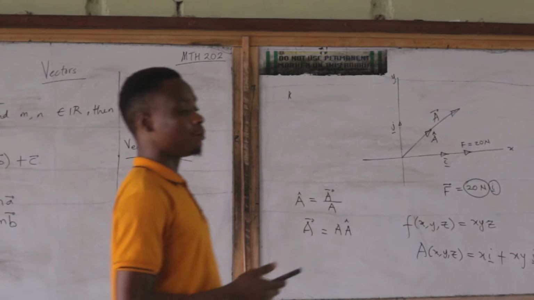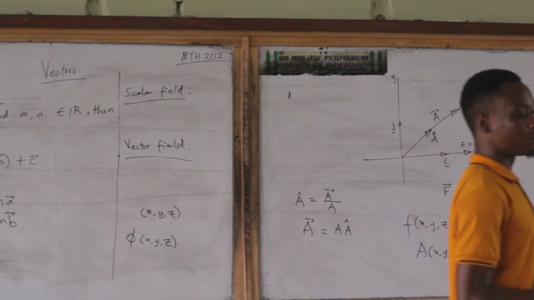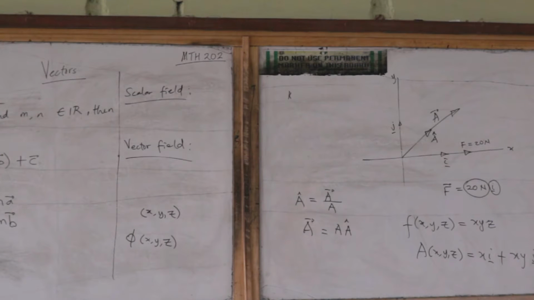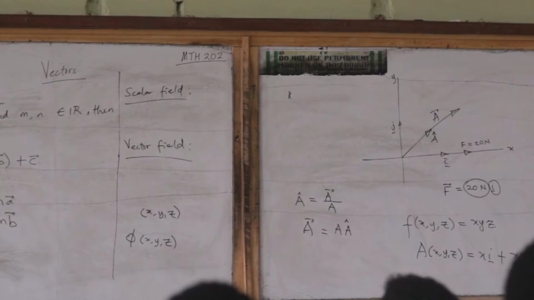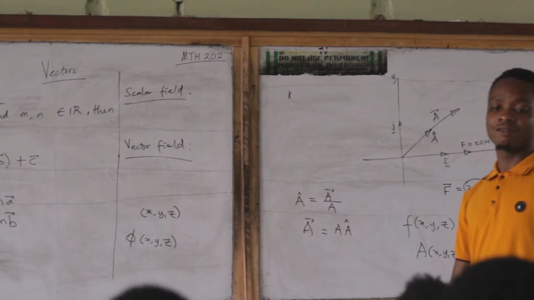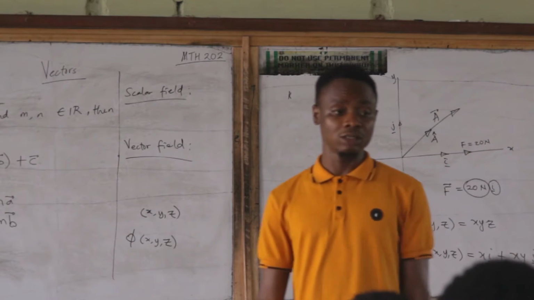Why? Because the temperature also varies with position. At different positions, we have different temperatures. Does that make sense to you as well? And that temperature is a scalar quantity. So if you define temperature by position, definitely you are going to have a scalar field. Do you understand what I'm saying? Okay, so that's that about that.